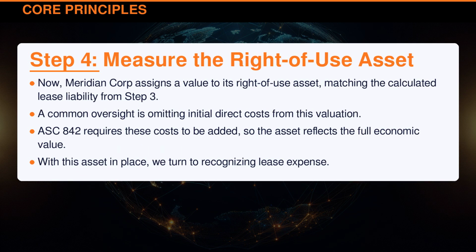Now, Meridian Corporation assigns a value to its right-of-use asset, matching the calculated lease liability from Step 3. A common oversight is omitting initial direct costs from this valuation. ASC 842 requires these costs to be added, so the asset reflects the full economic value. With this asset in place, we turn to recognizing lease expense.